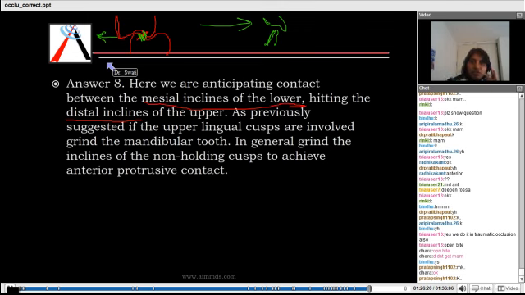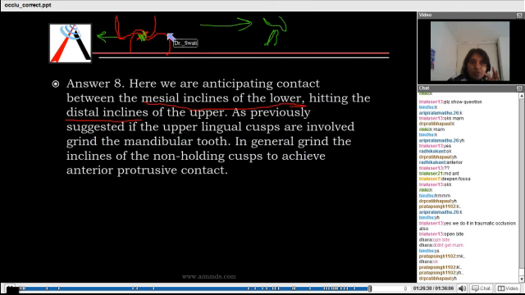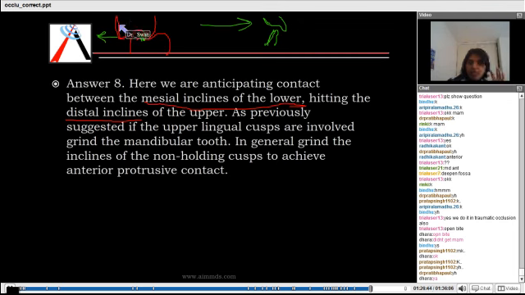Are you able to imagine? So if you notice, all the mesial sides will be contacting. You know, there is an interference in the anterior, right? So these mesial inclines and the distal inclines are hitting each other. Mesial inclines of the mandible and the distal inclines of the maxillary are hitting each other. Now again, depending on which cusp is involved, we'll grind. We'll try to grind the inclines of the non-holding cusp to achieve the anterior protrusive contact.